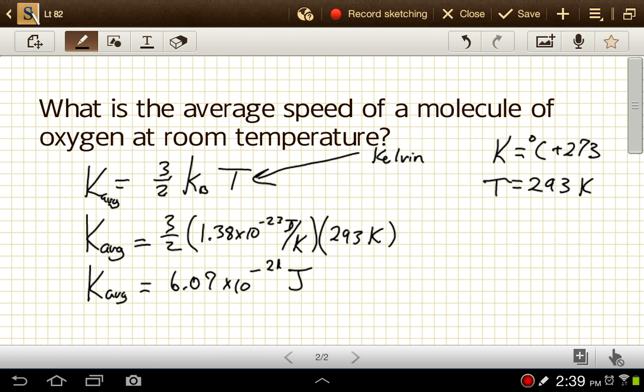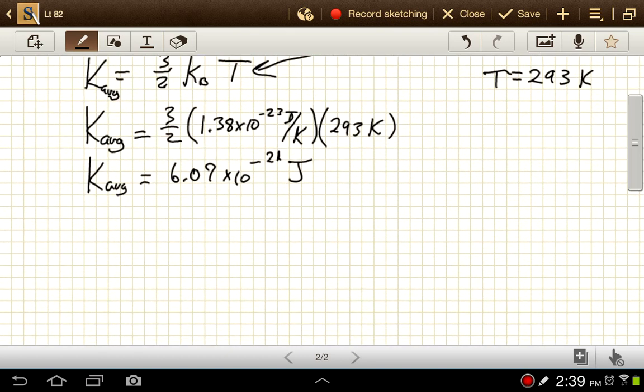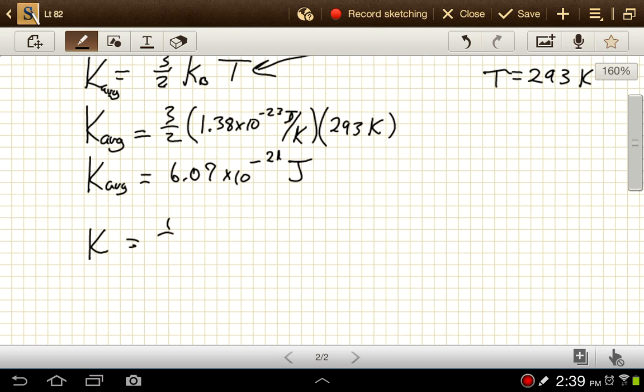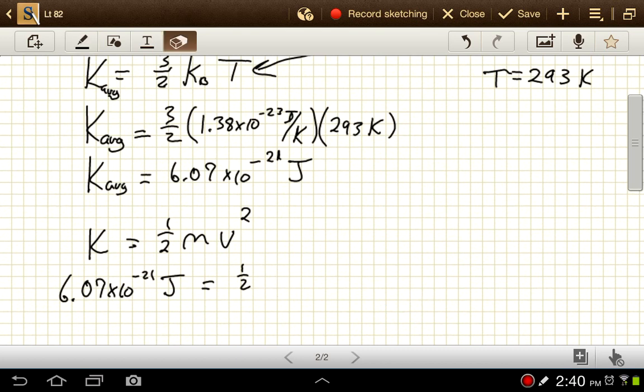Now let's go back to what we know about kinetic energy from before. That kinetic energy is equal to 1/2 times mass times the speed squared. So we're going to use this value that we just calculated for our kinetic energy. We're going to have to figure out what the mass of a particle of oxygen would be in this step. So we'll use 6.07 times 10 to the negative 21 joules is equal to 1/2 times the mass. But we want a value for the mass.